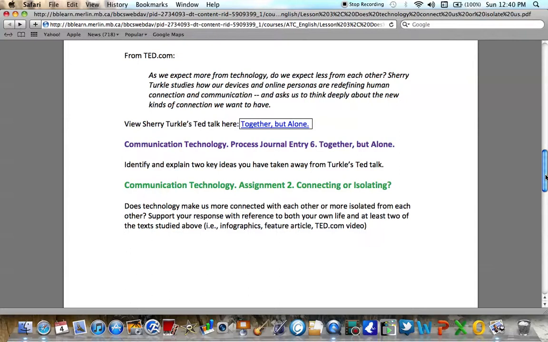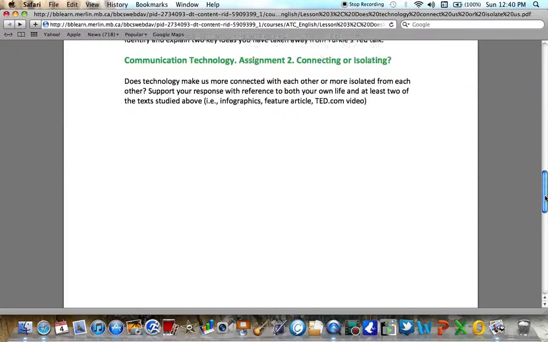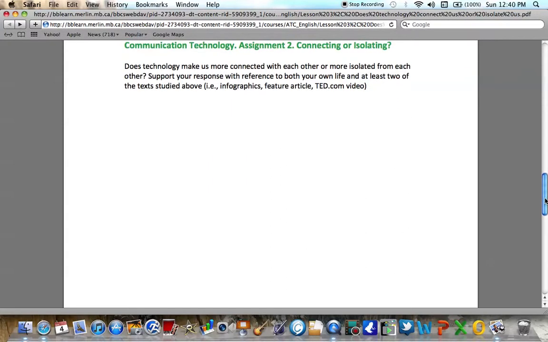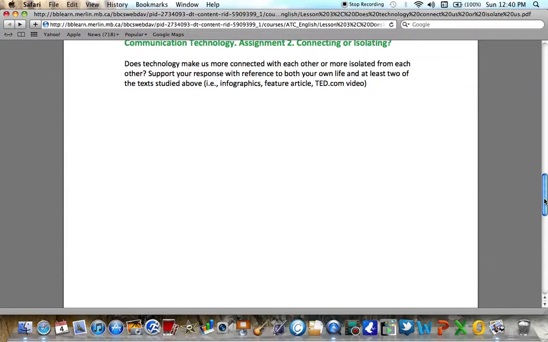The assignment for the lesson, you're sort of bringing together a lot of the ideas that you've been writing about in the Process Journal to answer a sort of a philosophical question here at the end. So your assignment question is: does technology make us more connected with each other or more isolated from each other? So this is going to be a written response. Support your response with reference to both your own life and at least 2 of the texts studied above.